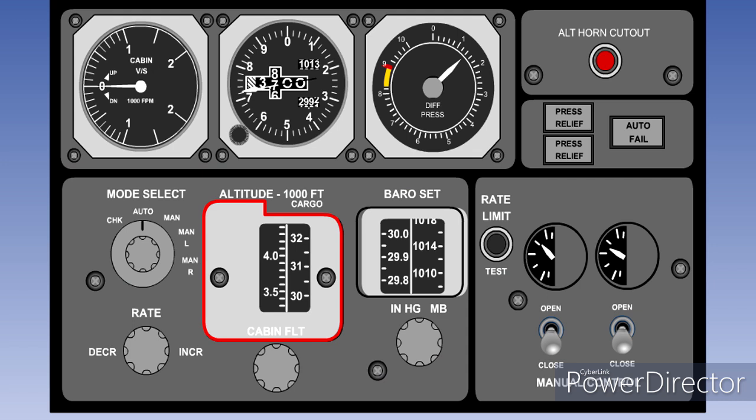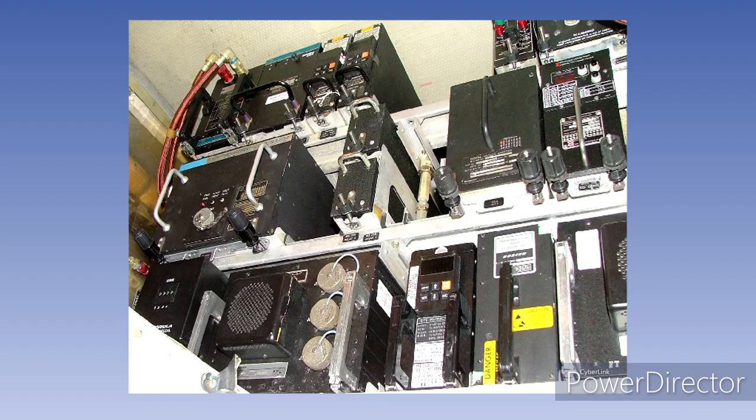Old generation controllers have controls for selecting the required cabin altitude and cabin altitude rate of change. They send signals to the electric motor-driven outflow valves. On modern aircraft, most of the control is done automatically by an electronic controller. The controller receives electrical signals proportional to aircraft altitude and cabin altitude. It will then control the outflow valves to maintain a cabin altitude according to an inbuilt program.